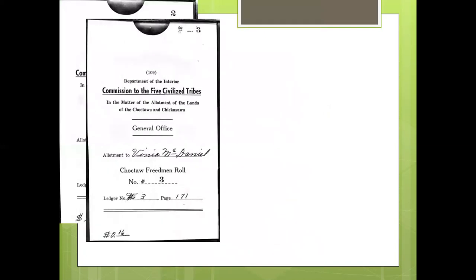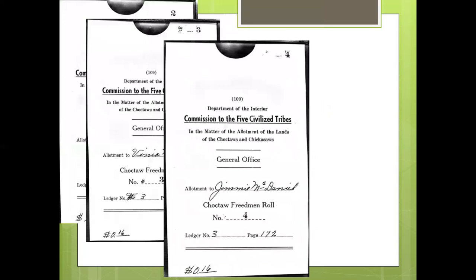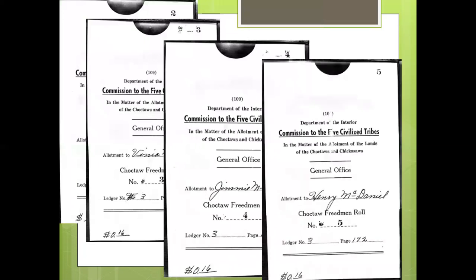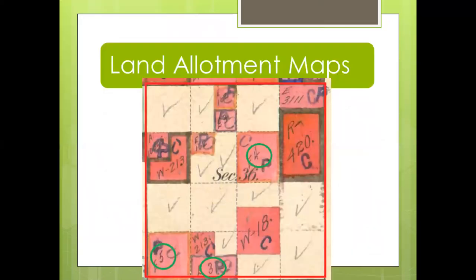Now, remember, person on roll number 2, 3, 4, and 5. That was the McDaniel family. Each one of them, as you see, there's a separate envelope for each of them that contained their records because each one of them got an allotment of land, even the children. And if a household even had babies, even the babies got allotments of land.